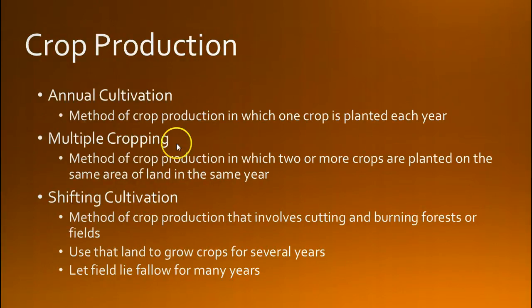So they burn off all the trees and products that are on the land and use it for planting fields. Once that soil is worn out, they let the natural grass and trees grow back, and then they start the whole process over again. It goes on for years and years.